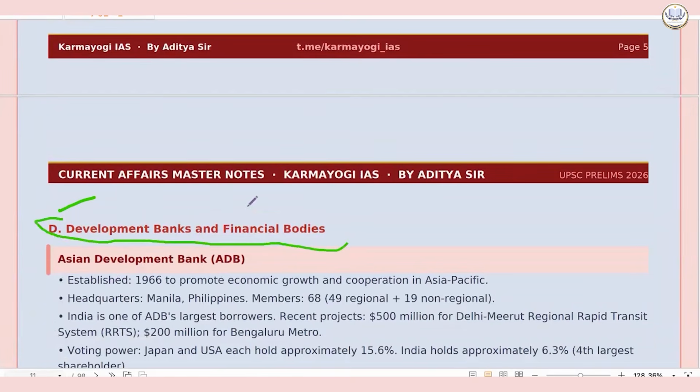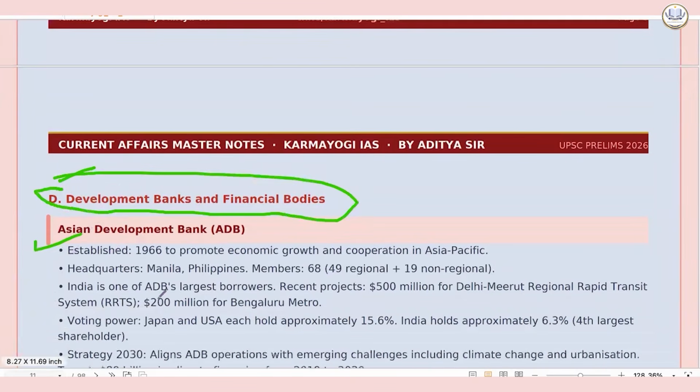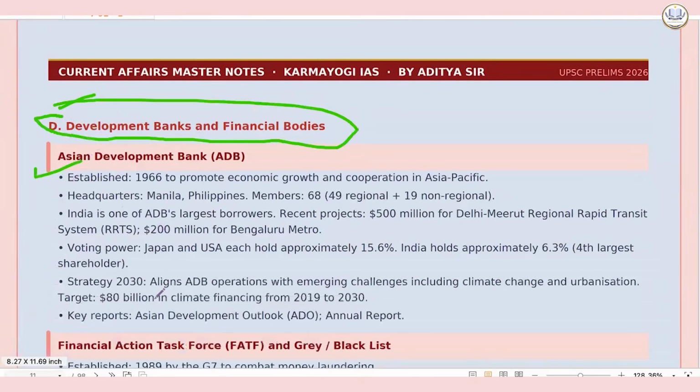Then we have development banks and financial bodies. So these have already been asked by UPSC in previous year questions. The first is the Asian Development Bank. So what is the objective? Asian Development Bank, as the name suggests, is about development. So it wants to promote economic growth and cooperation in Asia Pacific. Headquarters is in Manila in the Philippines, one of the island countries.